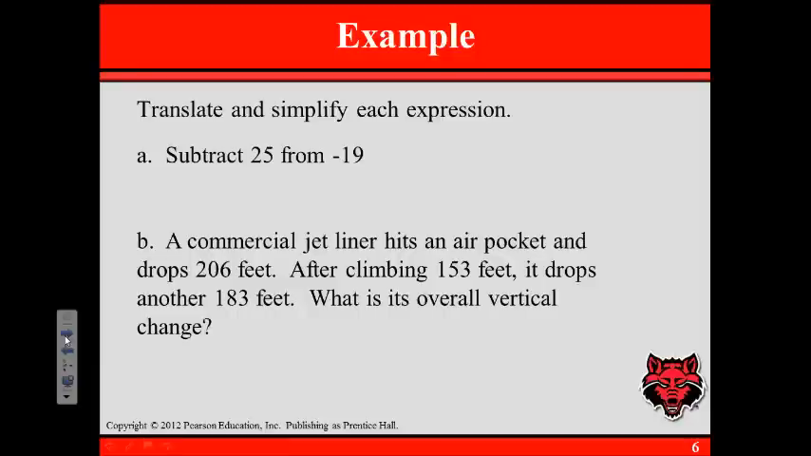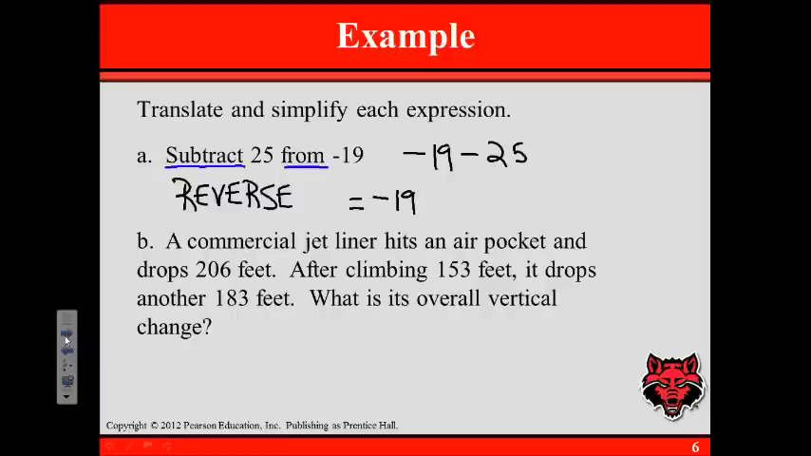So in part A, we have the phrase subtract 25 from negative 19. Again, anytime you see the phrase subtract from, the first thing that should pop into your mind is reverse. We know we need to subtract, but we have to do so in reverse order. So instead of 25 minus negative 19, this will actually be negative 19 minus 25. Now that we've translated the statement, let's simplify. We first change all of our subtraction to addition of the opposite.